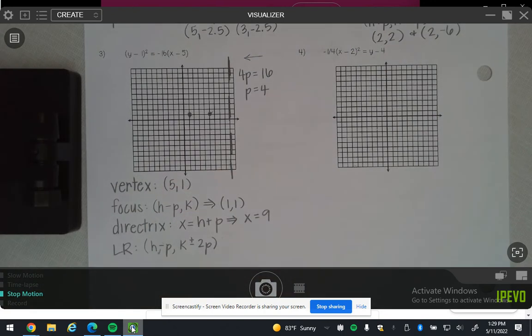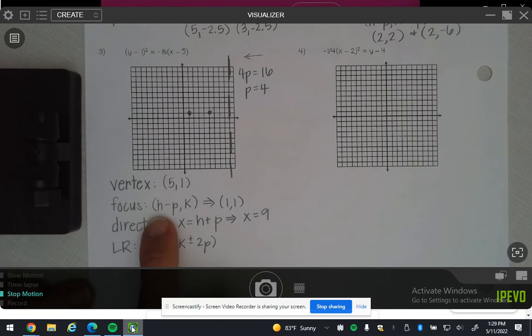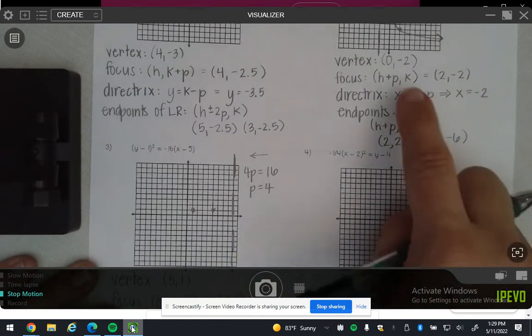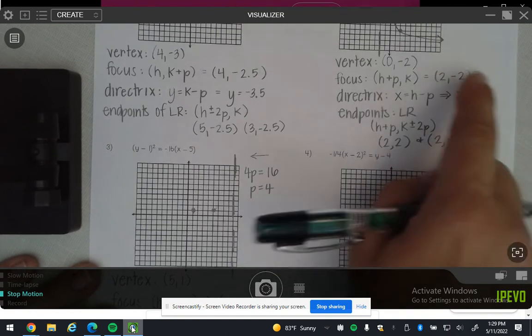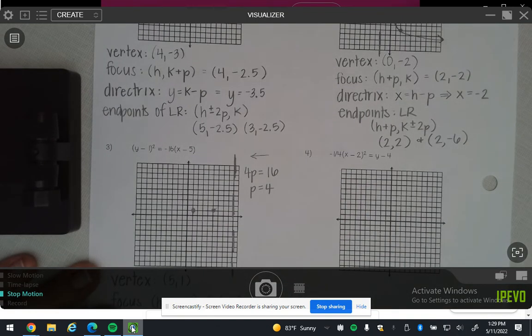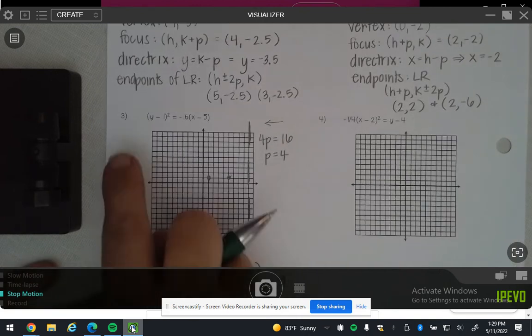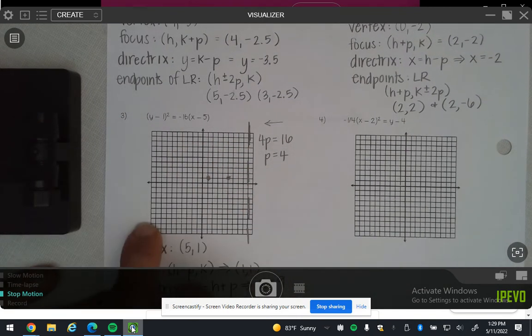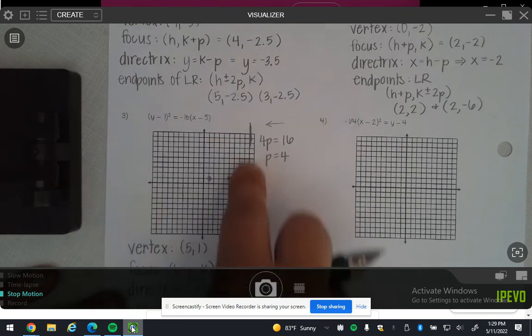How do you know when to do what? Like, all of these are different. That's because there's 4 different directions. The more you play with them, if it goes to the left, h minus p, comma, k. If it's up, h, comma, k plus p. If it goes to the right, h plus p, comma, k. I'm doing one of every single direction for that reason. The more you recognize if it opens this direction, my focus has to go left because that's the direction of my parabola. My directrix has to be this way.